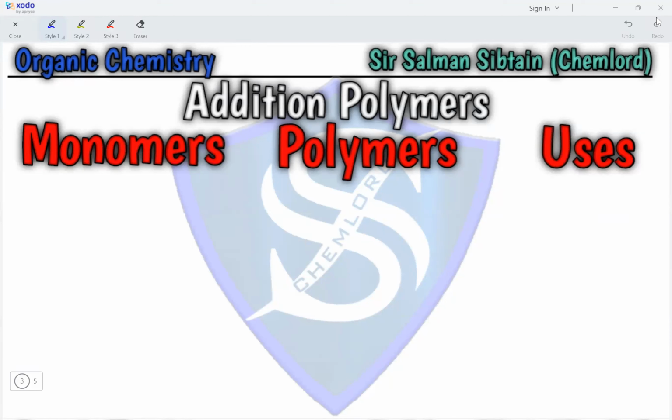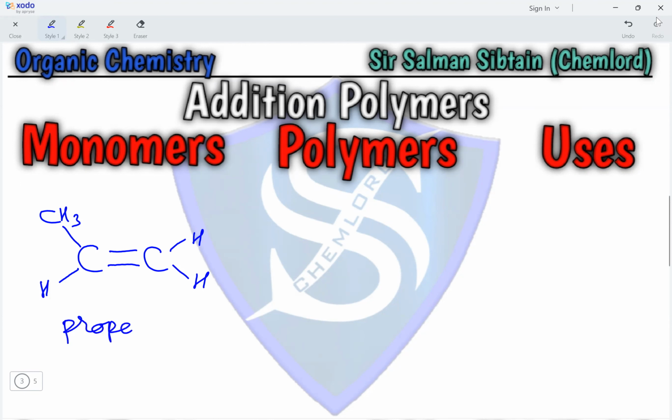The next addition polymer is what is known as polypropylene. And polypropylene is the most widely used plastic in consumer wear. So it is made up of propene, which is two carbon atoms with a double bond between them. One carbon atom is attached to two hydrogen, the other carbon atom is attached to one hydrogen and one methyl group, CH3. This is what is known as propene.